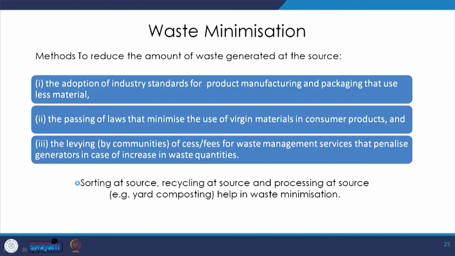So, when we are talking about waste minimization, we have to adopt methods to reduce the amount of waste which is generated at source. So, we are talking about adoption of industry standards for product manufacturing, passing of laws to minimize the use of virgin materials in consumer products, and levying a fee, a cess, on communities for waste management services that penalizes generation of waste and increase in the waste quantities. Then we are talking about resource recovery through material recycling.